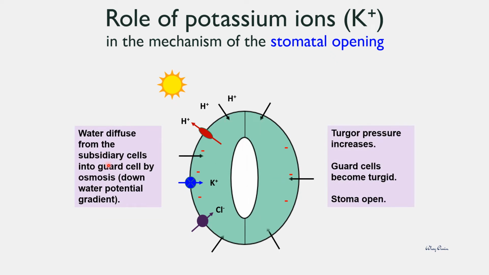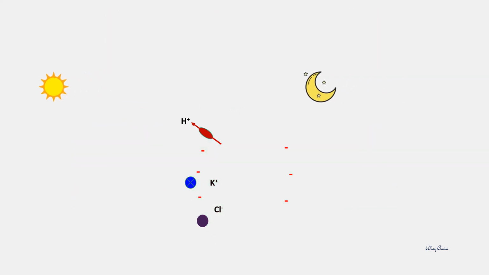When the water potential in the guard cells becomes lower compared to the subsidiary cells, for example the epidermal cells, water molecules will diffuse from the subsidiary cell into the guard cell by osmosis, and this increases the turgor pressure in the guard cell, or the guard cell becomes turgid. And due to the thicker inner wall and the thinner outer wall of the guard cell, they make the guard cell bow outward, so they open the stoma.